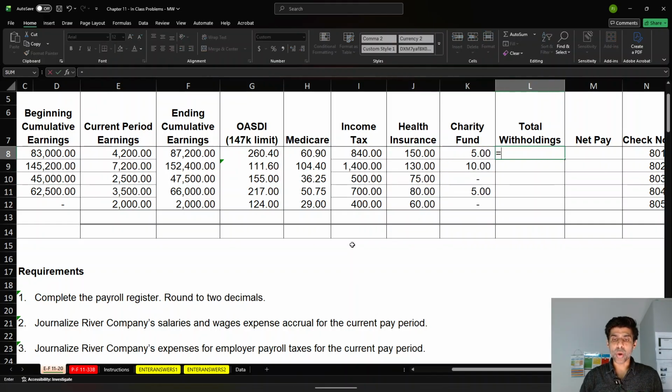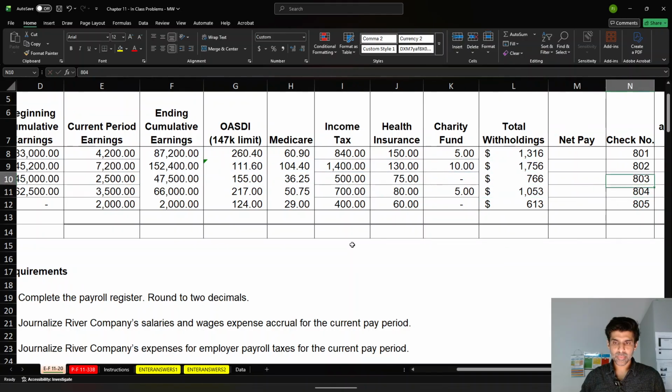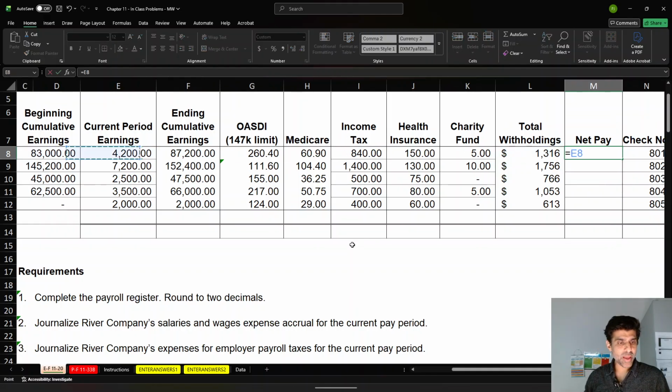So then the total withholdings is the sum of all this stuff for each employee: OASDI, Medicare, income tax withholding, health insurance premium, optional charitable giving. I'll just use the same formula for all of these. Okay, so the net pay is just equal to the gross pay, which is this column E, minus the withholdings. That's going to be your take home pay.